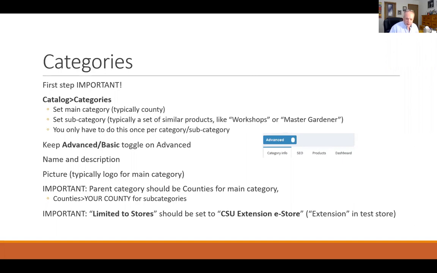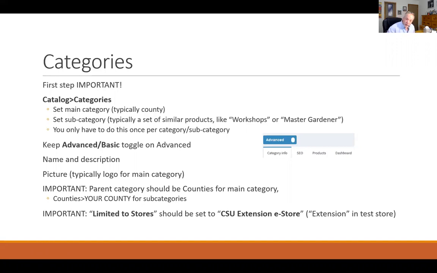is a county. So your parent category, when you're setting this up, needs to be counties. For subcategories, counties followed by your county, the county you just put in there. I realize this is a bit confusing, but it'll make a lot more sense when we go into the actual store. But your parent category for your main category, county, will be counties, and then your subcategory will be counties followed by the county you just put in.